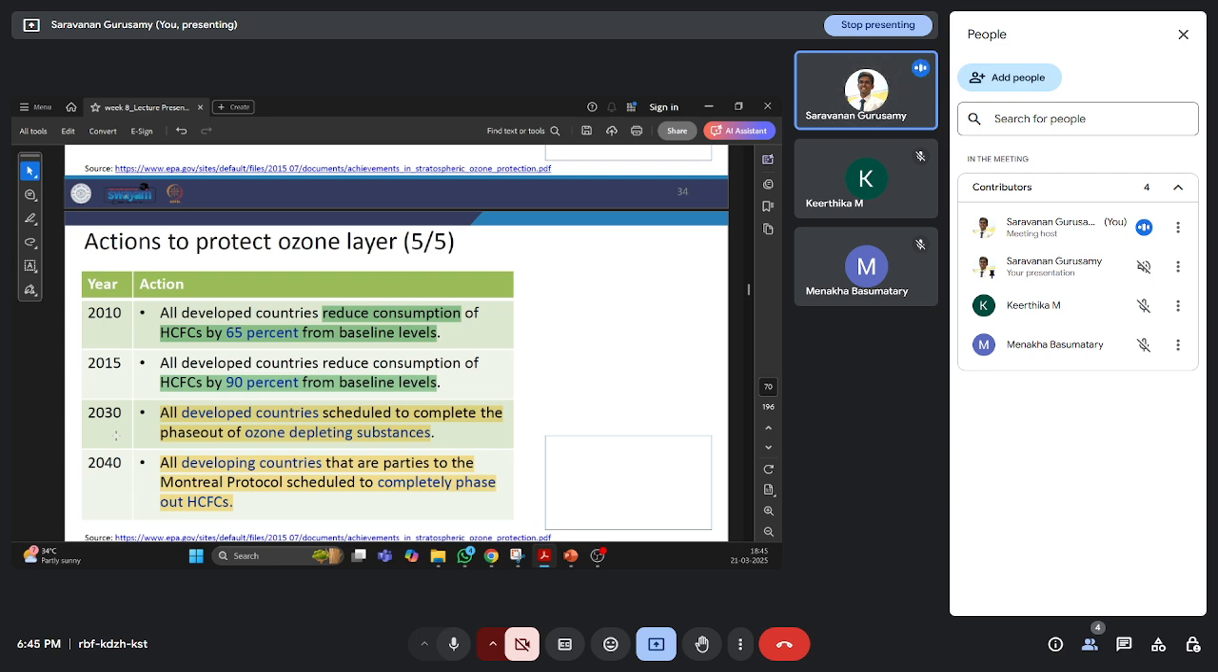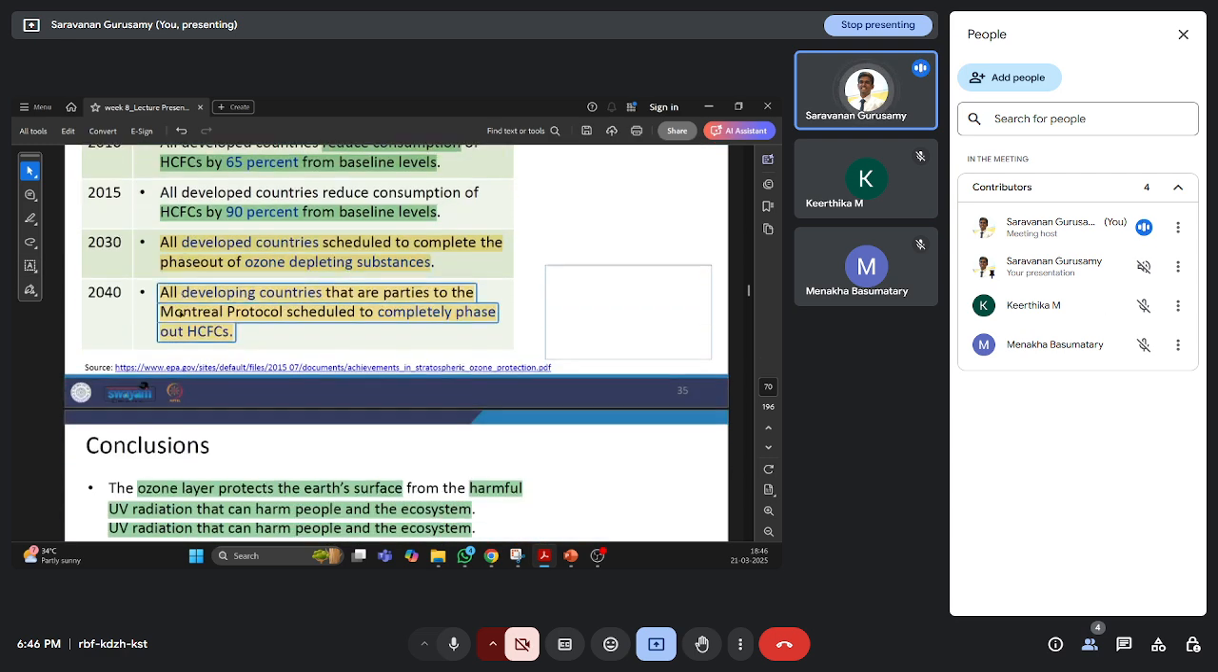2040 will be the complete phase out of HCFCs. So that's the scheduled aim of the Montreal Protocol. All the nations are working to achieve this goal. If we reduce the emission of chlorine and bromine halogens, and also phase out HCFCs, then we could see the healing of the ozone. That's the aim of the Montreal Protocol.